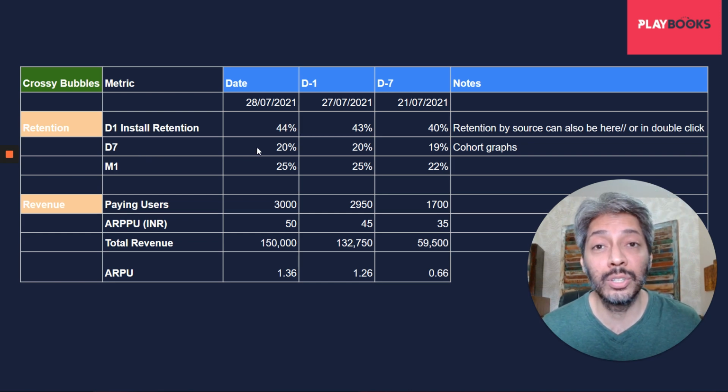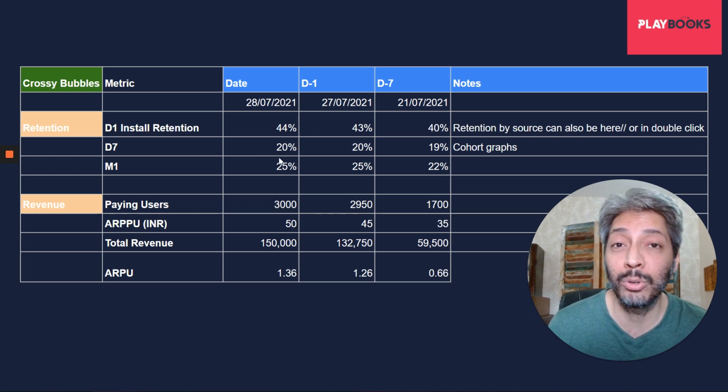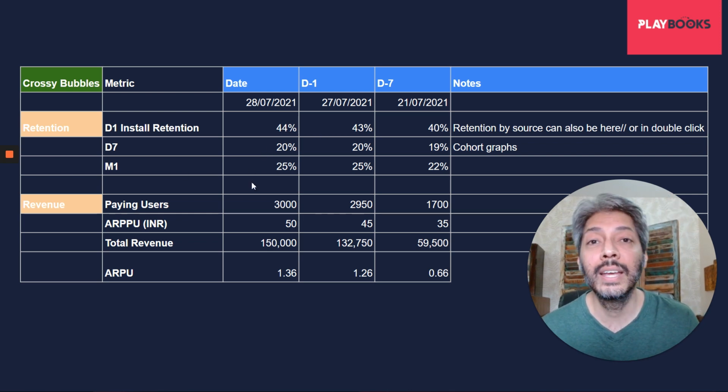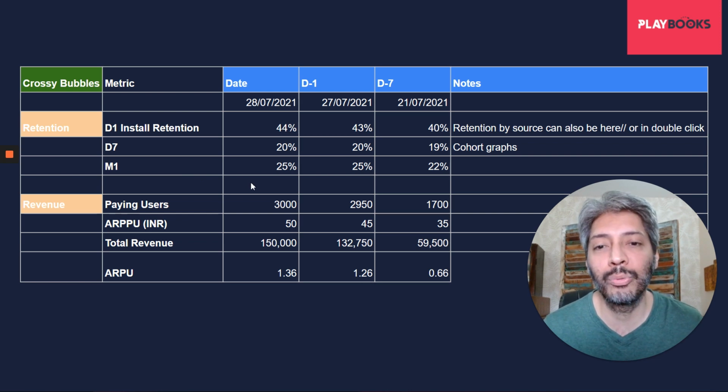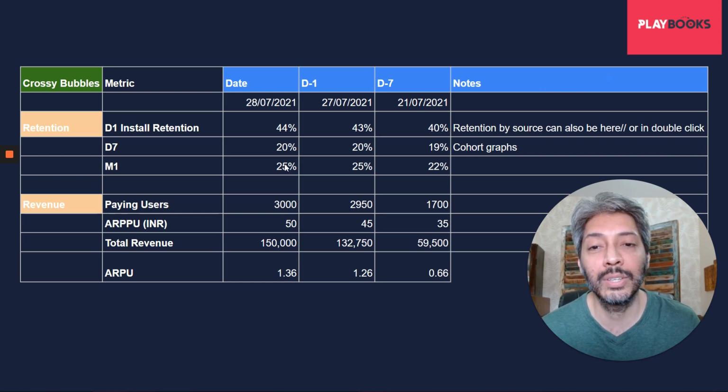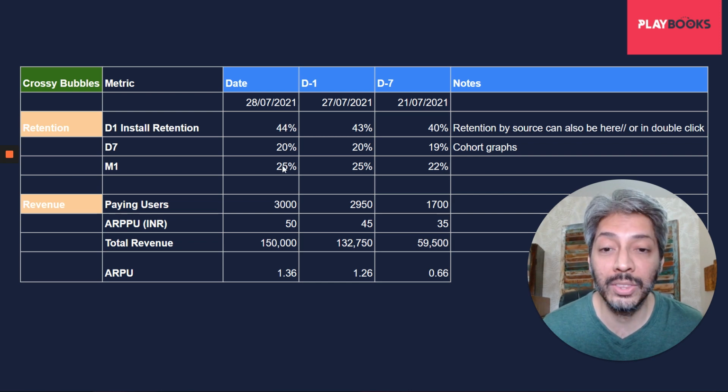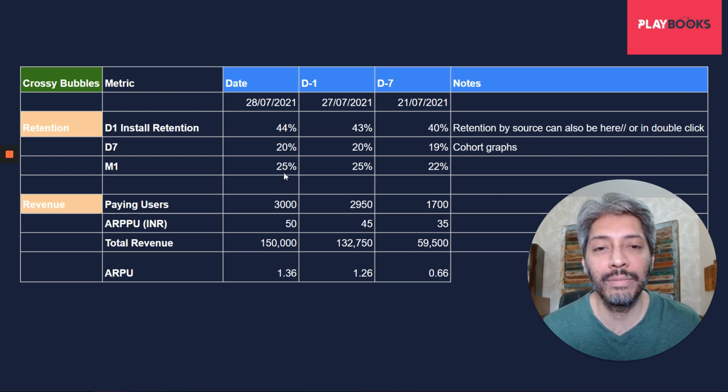Similarly, D7, which is users who installed the app a week before, of them only 20 came back to the product yesterday. And similarly, M1 is month over month retention. From M0 to M1 is 25%. So if 100 people installed your product last month, of them only 25% played the game yesterday in this particular month, right? So your M1 retention is 25.